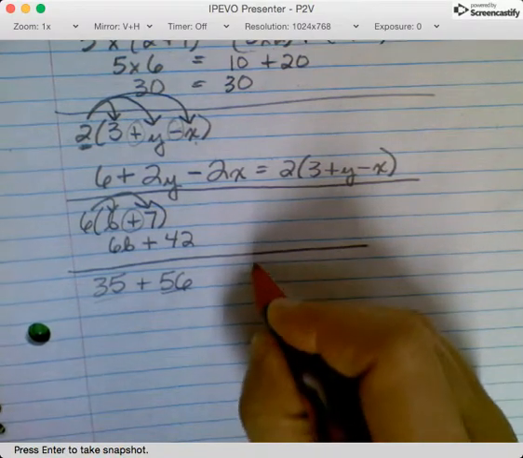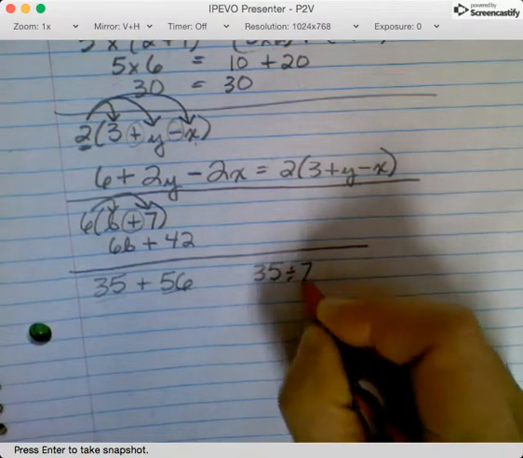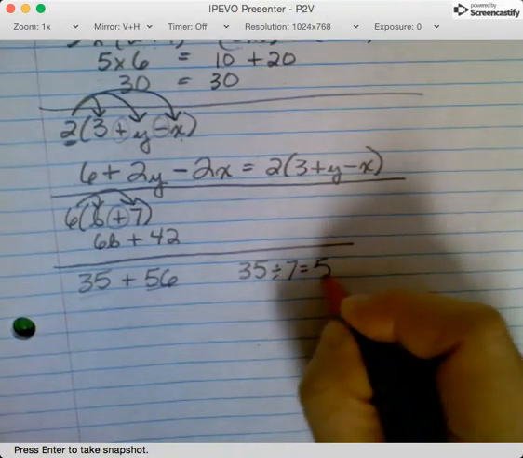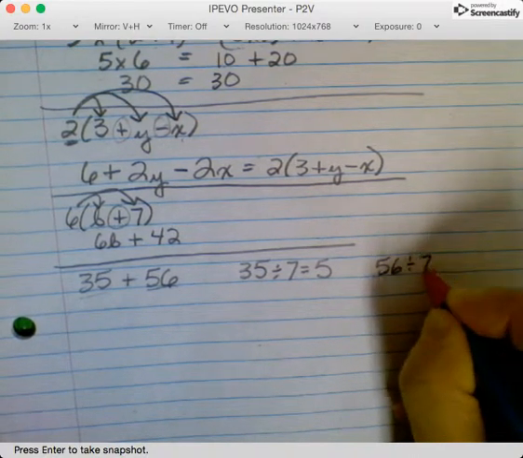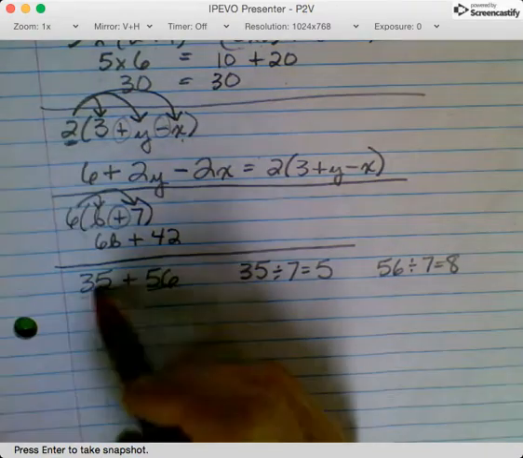Well, 35 and 56 can both be divided by 7. So I find out what 35 and 56 divided by 7 are. That would be 5, and 56 divided by 7 is 8. So that's going to help me break that up. Now I'm going to rewrite that.